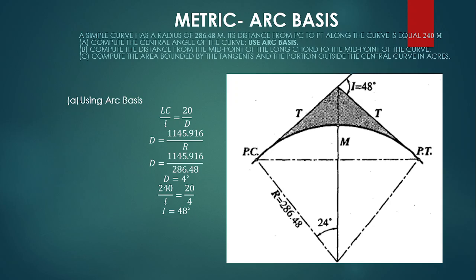1145.916 over R. So, D is equals to 1145.916 over 286.48, which is the value of R, is equals to 4 degrees. So, ang D natin ay 4 degrees. So, pwede natin gamitin yung LC over I is equals to 20 over D. So, by cross-multiplying, I is equals to 48 degrees.